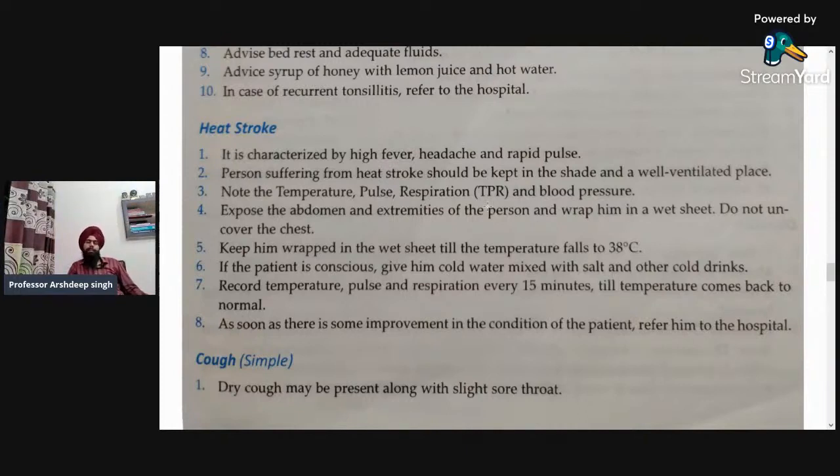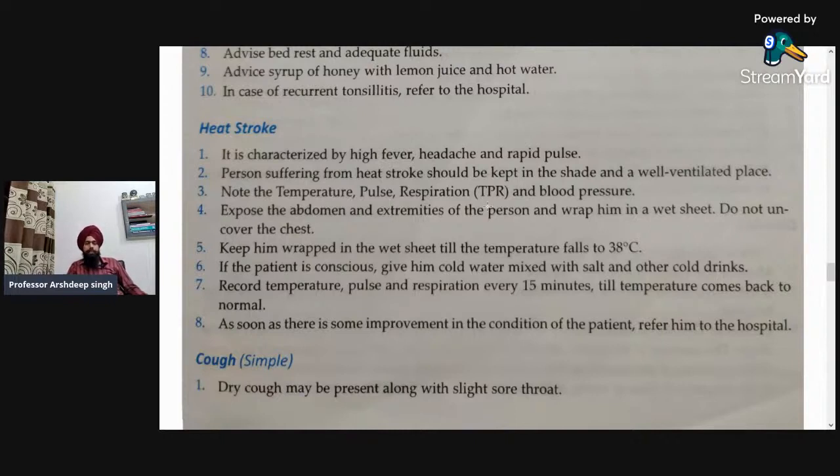Next is record the temperature, because the body is heated up, and record temperature, pulse and respiration every 15 minutes, so as to check the present condition or the scenario of the patient. Next, till temperature comes back to the normal. Till the temperature of the patient gets normal, we have to check the vital sign every 15 minutes.